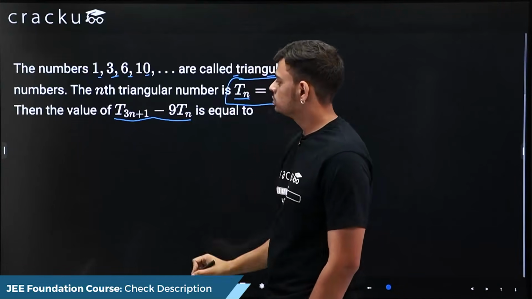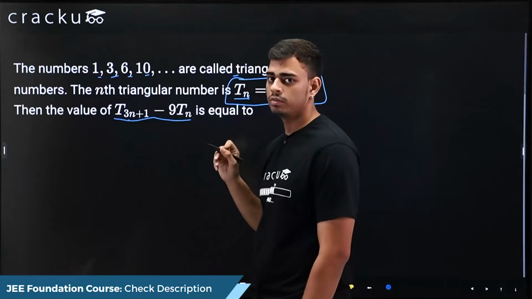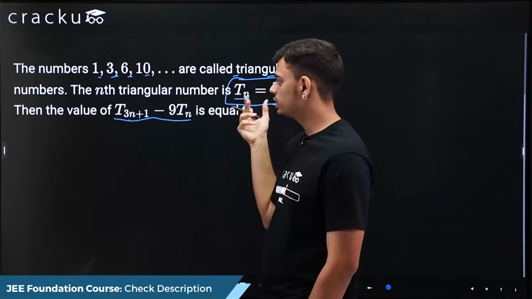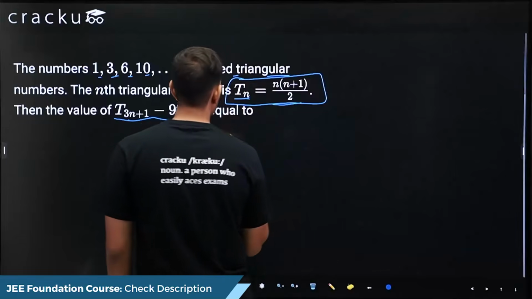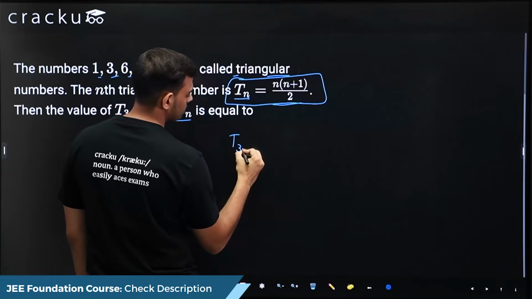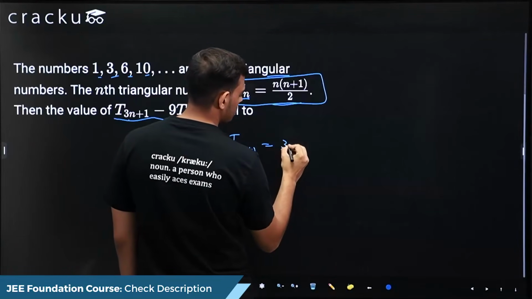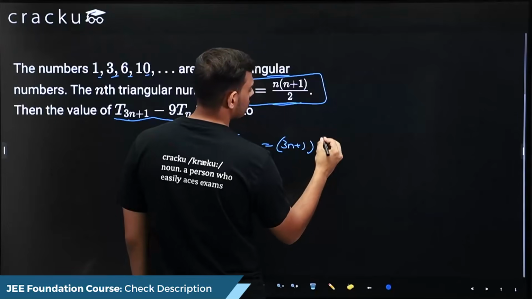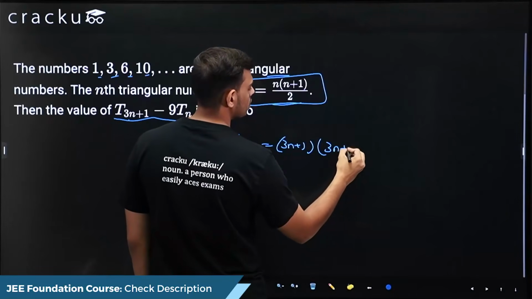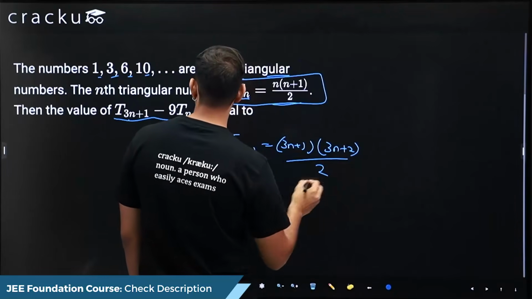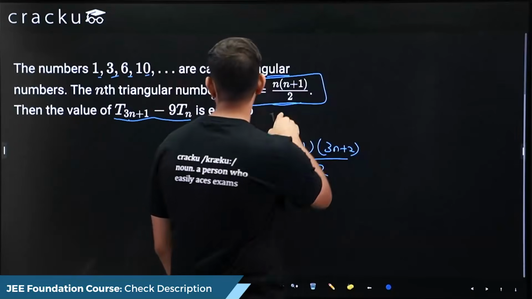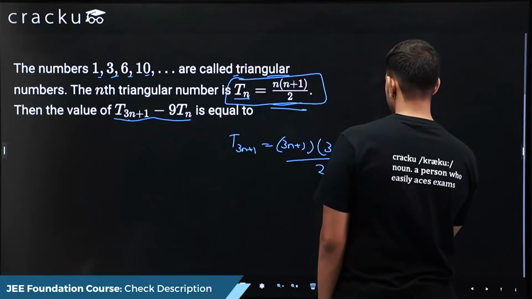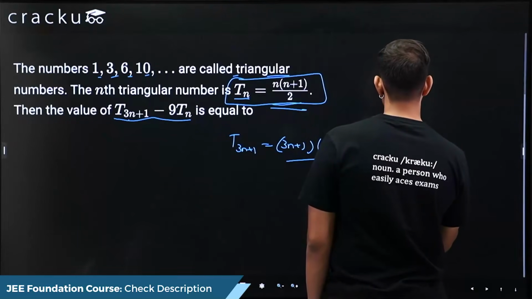We have Tn. We need to find T of 3n plus 1. We'll simply substitute n with 3n plus 1. So if I put 3n plus 1 here, I get 3n plus 1 multiplied by 3n plus 1 plus 1, that is 3n plus 2, by 2. What is 9 times Tn? Tn is given to us, n into n plus 1 by 2, so minus 9 into n into n plus 1 by 2.